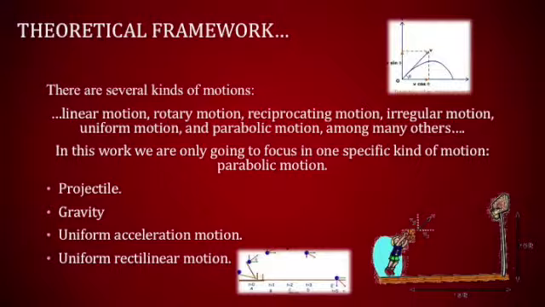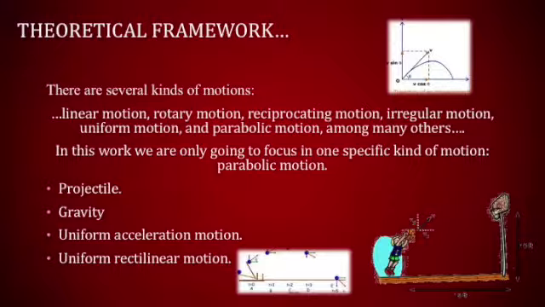In physics, there are several different kinds of motions. They go from linear motion to rotatory motion, reciprocating motion, irregular motion, uniform motion, and parabolic motion, among many others. In this work, we are only going to focus on one specific kind of motion, parabolic motion. This motion includes what is known as a projectile.